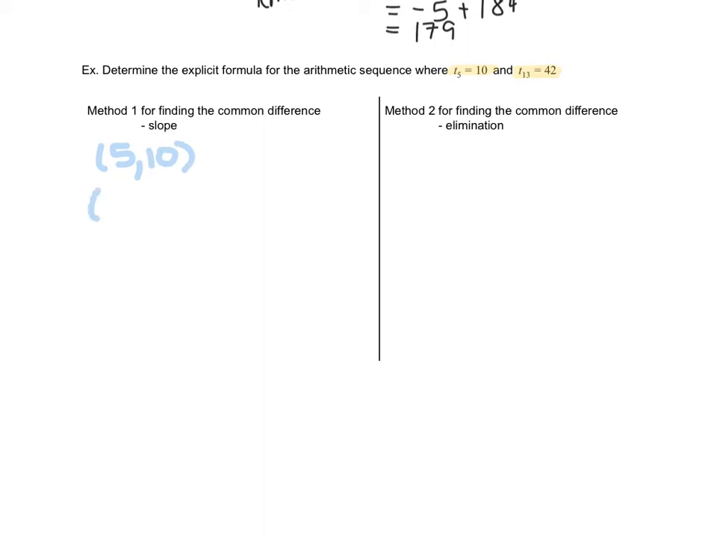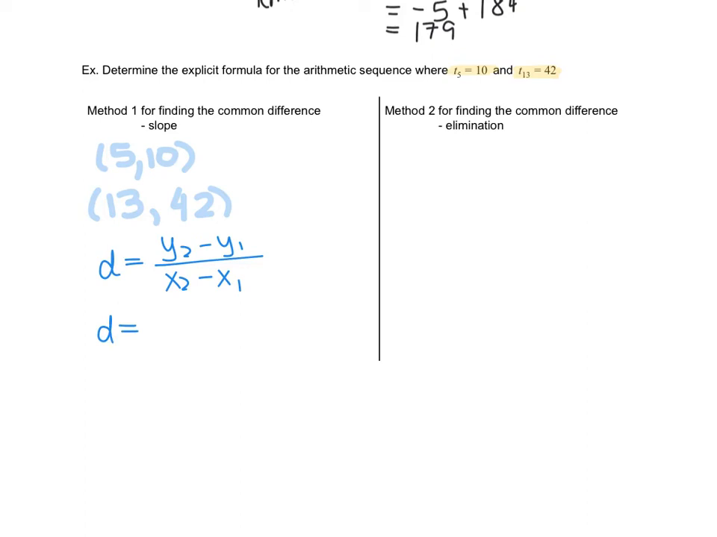And the 13th term is 42. So I can write that as (13, 42). And if these are just coordinates, and I know that an arithmetic sequence is linear, I can use my common difference or slope formula. So my common difference d would just be (y2 minus y1) over (x2 minus x1). That's our slope formula. So let's go ahead and do that.